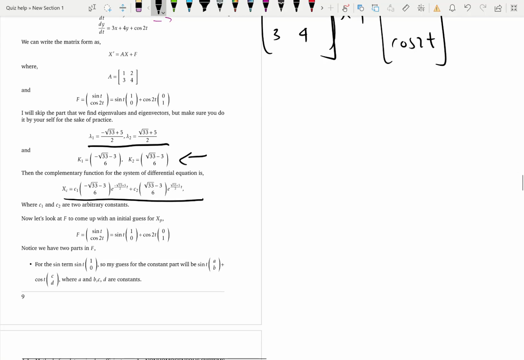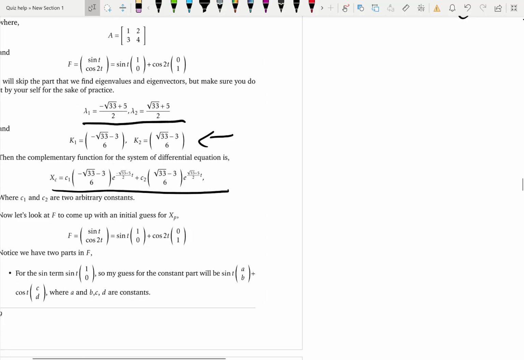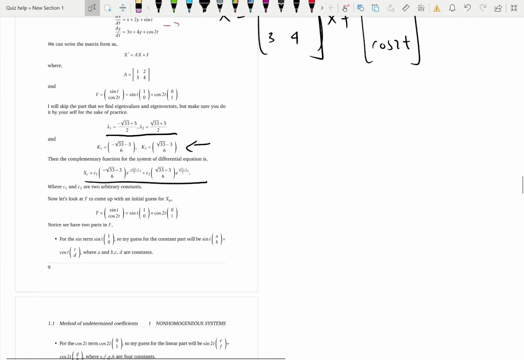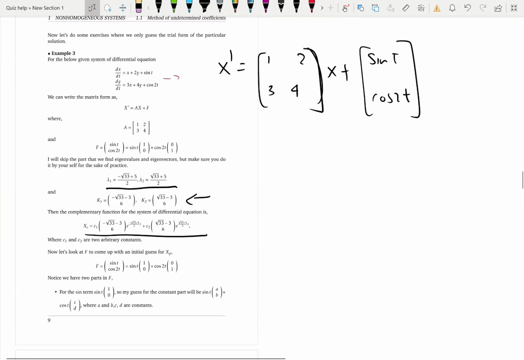Just see the way we have written the general solution. It's e to the power of that complicated eigenvalue. Now it's the particular solution part that worries me. So let's look at the f. This is capital F, and identify the different types of functions you have there. So we have a sine t and we have a cosine 2t.